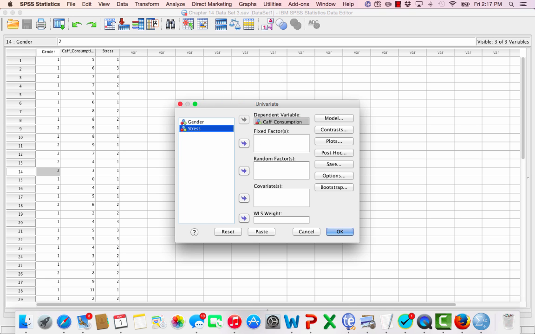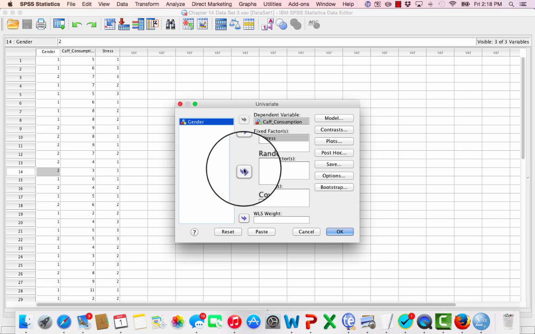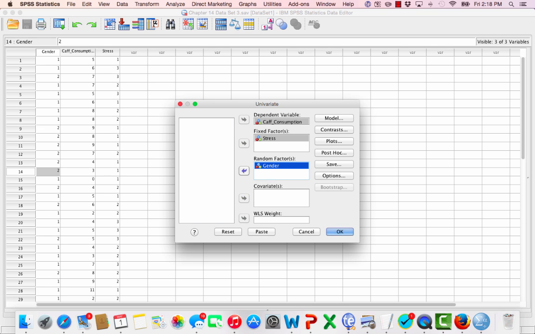Fixed factors in this case are stress levels. The stress level is something that changes, but it is not random. Random factors are gender. We cannot change gender, and your gender does not change day to day. Your stress level may change day to day, but the random factors are set randomly. They cannot be altered, and that would be gender.